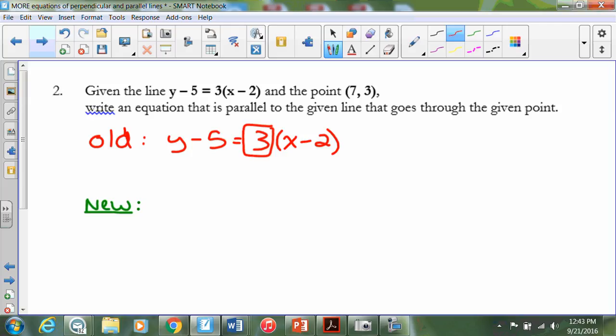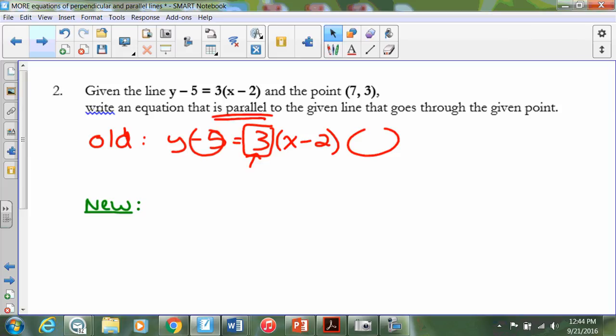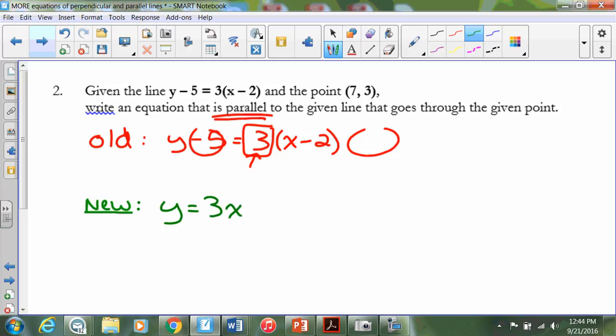When you see an equation in this form, know that the number right before the parenthesis and the x is the slope. Because this is really like the form x minus h, but instead of our k being over here, it's over here. So we'd have to move it if we wanted to make sense from it. But we know this is our slope. So if our old slope is 3 and the new line is parallel to our old line, then our new line also has the slope of 3. So I'll write y equals 3x, and I'm almost done, right?